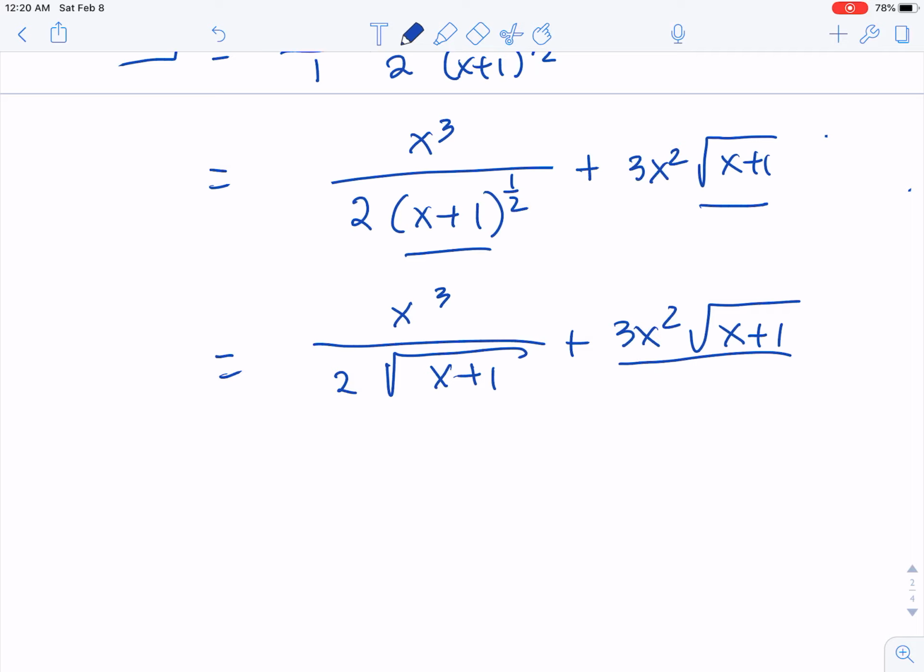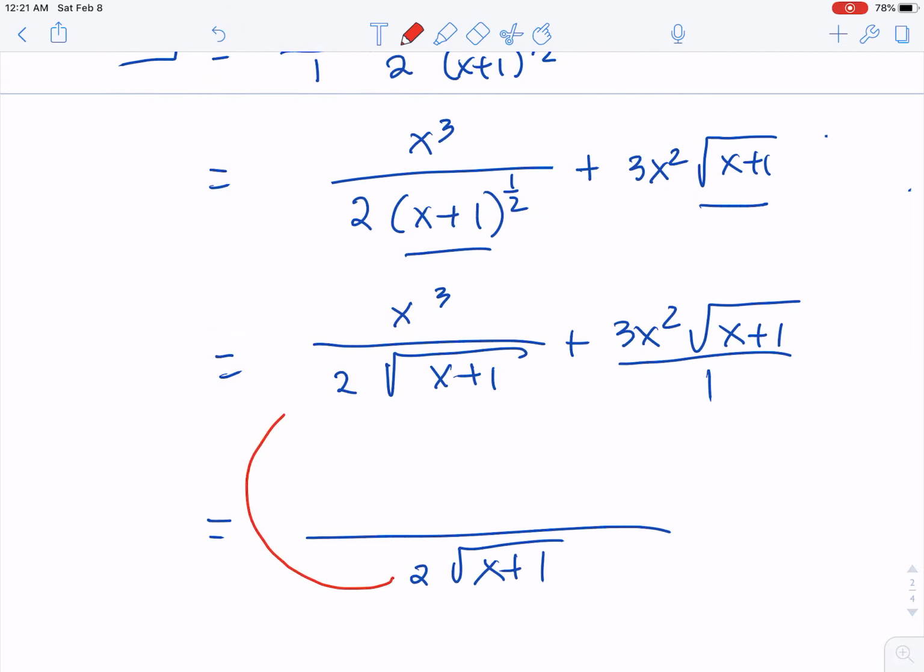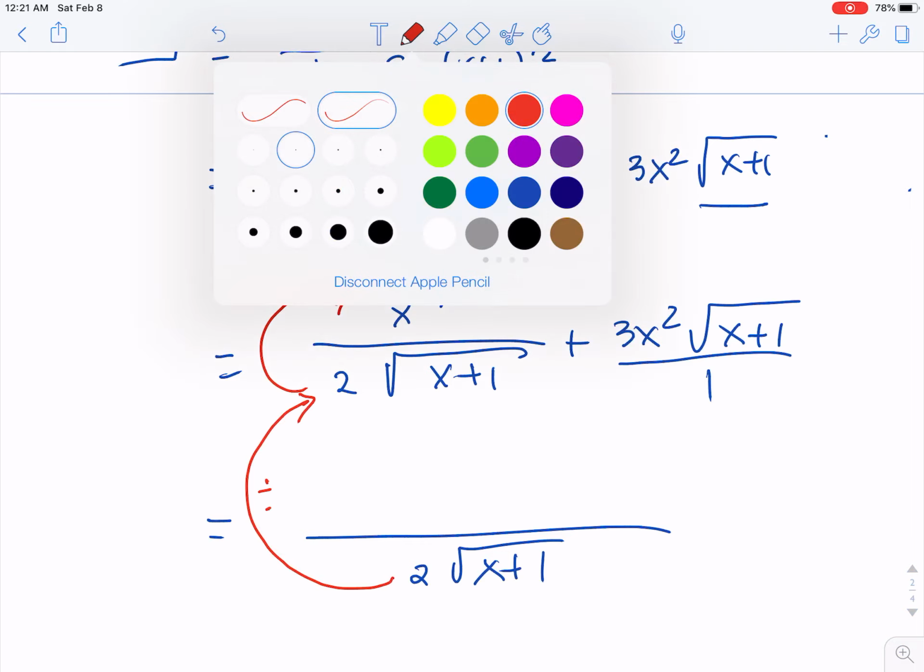Ito, ang denominator nito, pwede natin ilagay na over 1, di ba? So, meaning our LCD is 2 times square root of x plus 1. Okay? Naalala nyo pag convert kayo ng equivalent fraction. So, this divided by this and then times yung expression sa taas. Yun yung magiging numerator natin. So, this one divided by this one is 1 times x cubed is just x cubed.